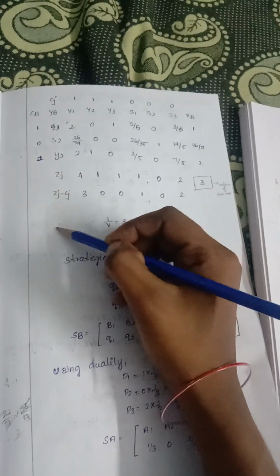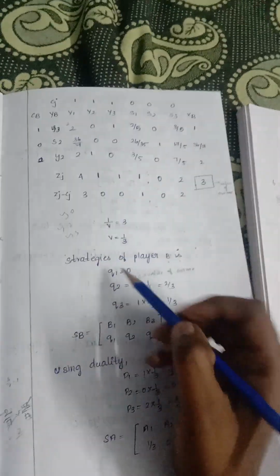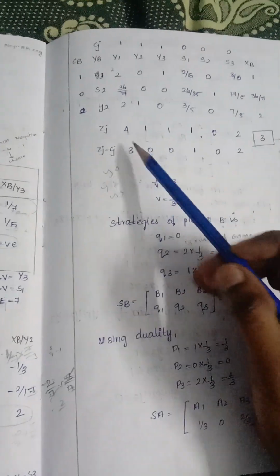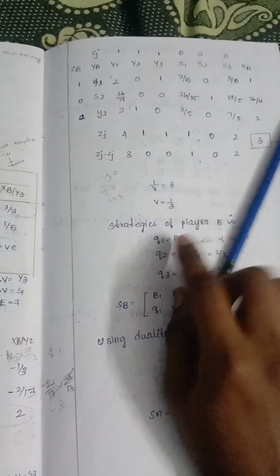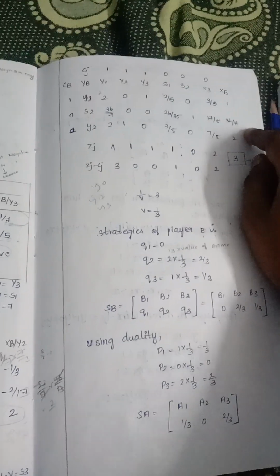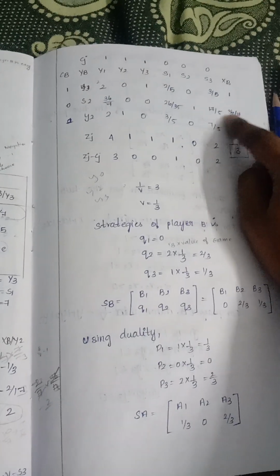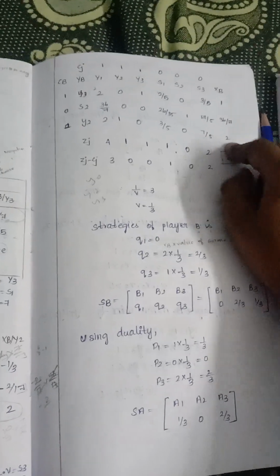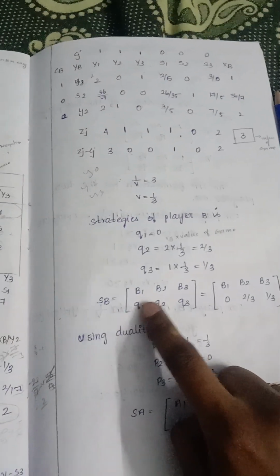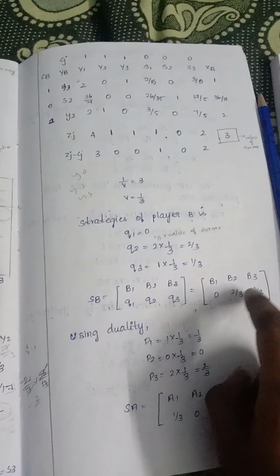How to find the strategies: we have to see here, here having y2 and y3 and not y1. We have to find the strategy of B because we are placing the standard form as the player B. So q1 equal to 0. Why? Because here there is no y1 term, so q1 equal to 0 and q2 is the value of the game into the y2 value, 2 into 1 by 3, and q3 is 1 into 1 by 3. So our SB equal to q1, q2, q3: 0, 2 by 3 and 1 by 3.